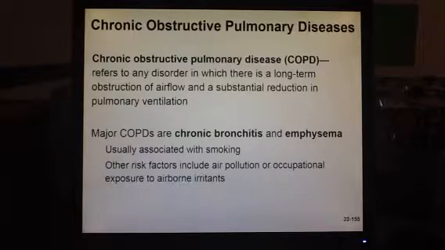Okay, into our next category of respiratory disorders, we're going to look at COPD. COPD refers to any disorder where there's a long-term obstruction of airflow, and that obstruction is a reduction in the pulmonary ventilation. So not enough air coming in. COPD stands for chronic obstructive pulmonary disease, which means you're long-term with this airflow obstruction. Major COPD includes chronic bronchitis and emphysema, which are usually associated with smoking, but not always. The risk factors could include air pollution or occupational exposure to some airborne irritants.